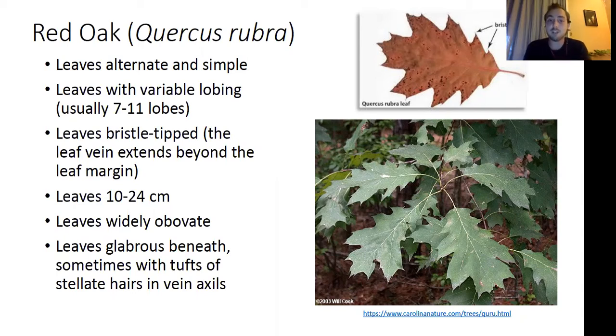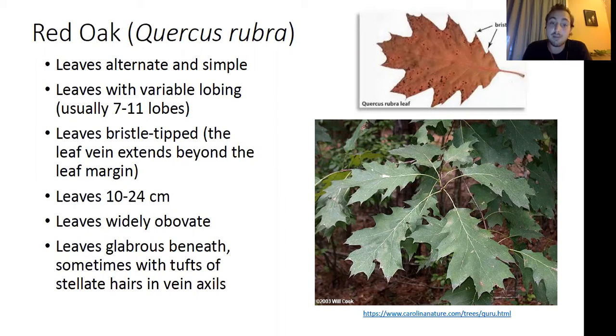They can be pretty large, anywhere between 10 and 24 centimeters. They're widely obovate, so remember that is the opposite of egg-shaped. So they're fatter at the end, at the tip of the leaf, and skinnier at the petiole, so the petiole, again, is this little extension of that primary vein that connects the leaf to the stem.